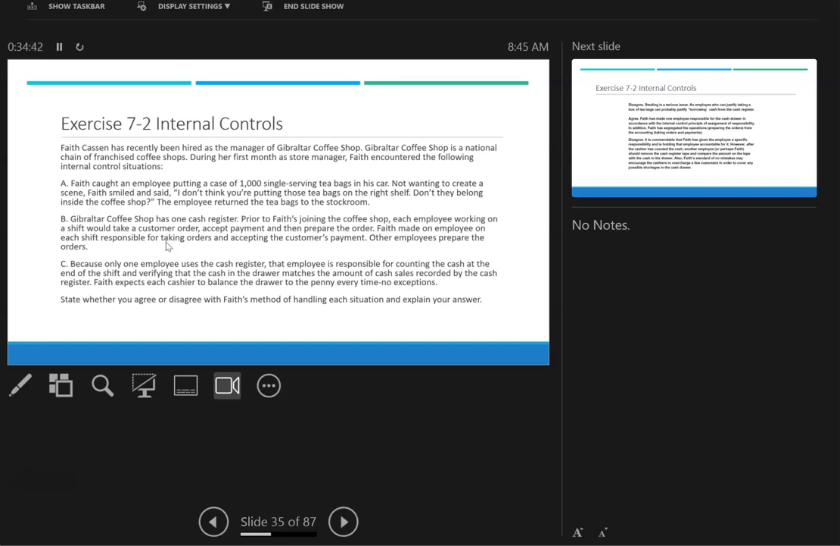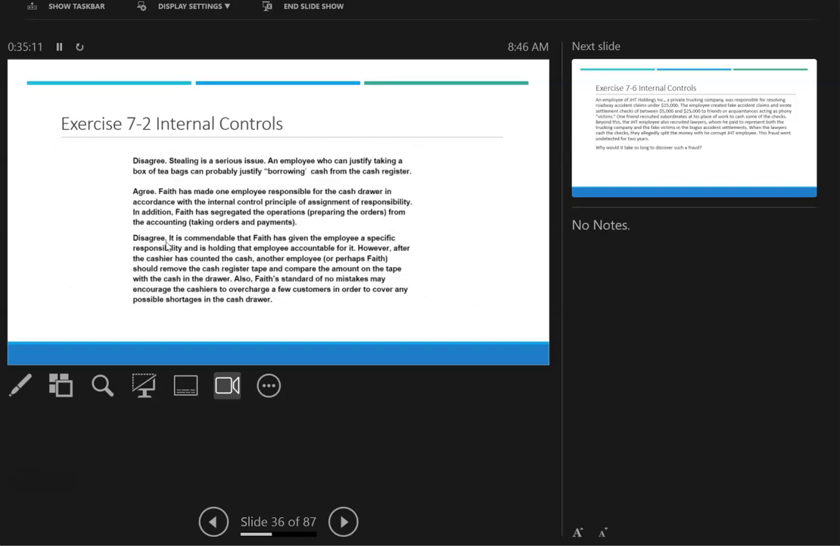Gibraltar Coffee Shop has one cash register. Prior to Faith joining the coffee shop, each employee working on a shift would take a customer order, accept payment, and then prepare the order. Faith made an employee on each shift responsible for taking orders and accepting the customer payments. Other employees prepare the orders. Y'all like that? Do you not? What do you think?